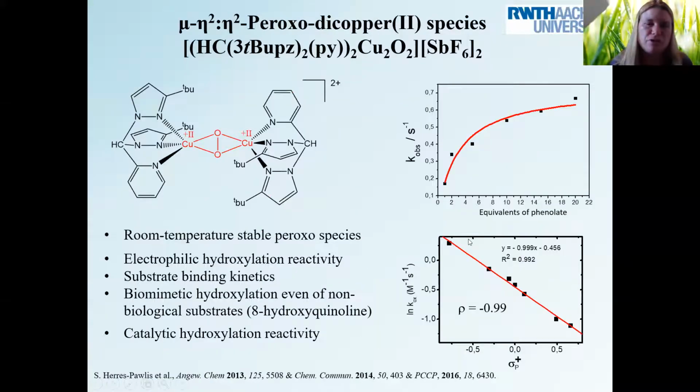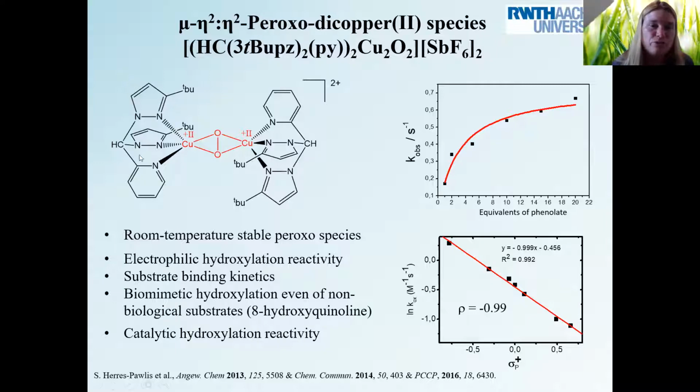This was our first model, which we published in 2013. We had 50 of these ligands with different substituents at the pyridine, different substituents at the pyridyl, and also substituents here, but only this model makes the reactivity we desired. So there are really subtle details in the ligand design to promote hydroxylation reactivity and to promote catalytic reactivity.